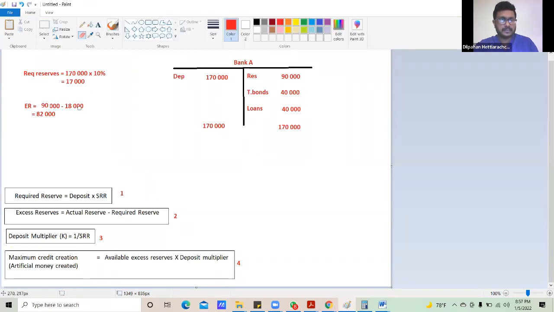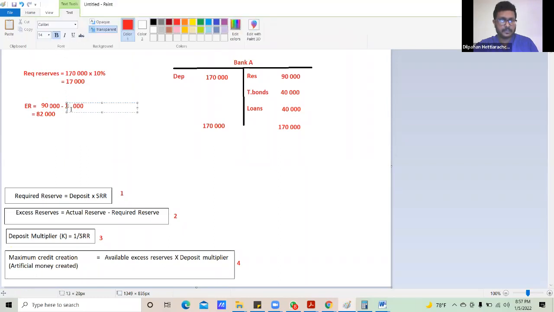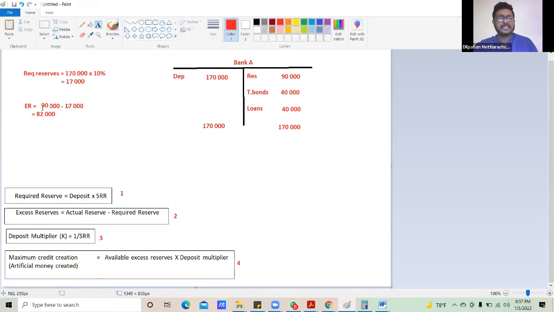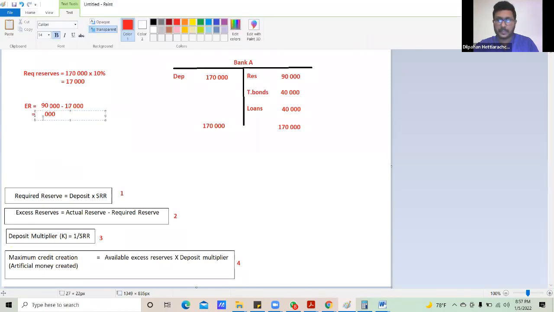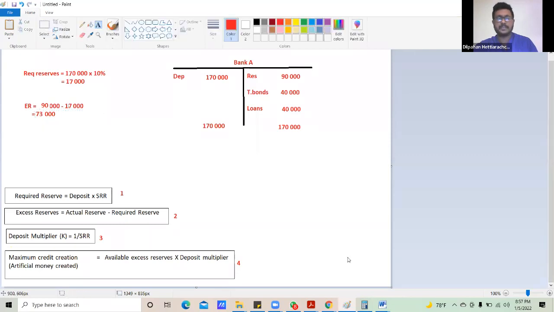And the required reserve we calculated the new one, that is 17,000. So what should be the answer? 90 minus 17. You can do the calculation. Don't use calculators. You can't use calculators in your economics paper, right? Use your manual calculations. So the answer will be 73,000. So the new excess reserve after withdrawing that 10,000 will be 73,000.